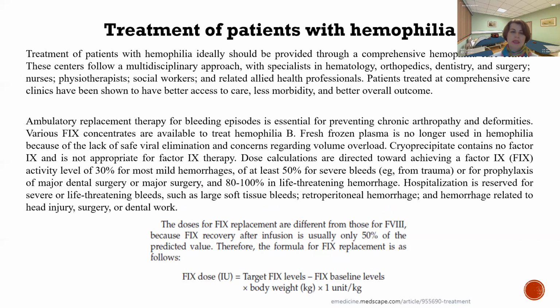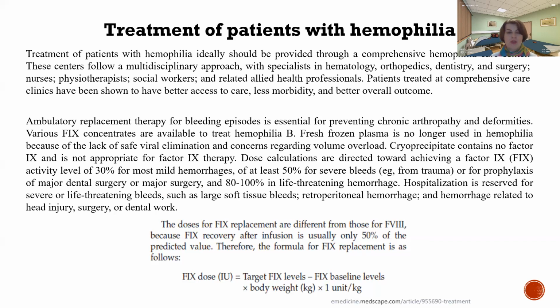Ambulatory replacement therapy for bleeding episodes is essential for preventing chronic arthropathy and deformities in treatment of hemophilia B. Factor IX concentrates are available to treat hemophilia of this type. Frozen plasma is no longer used in hemophilia because of the lack of safe viral elimination and concerns regarding volume overload. Cryoprecipitate contains no factor IX and is also not appropriate for factor IX therapy. Those calculations are directed toward the achievement of a factor IX activity level of 30% for the most mild hemorrhages, up to 100% in life-threatening hemorrhage.